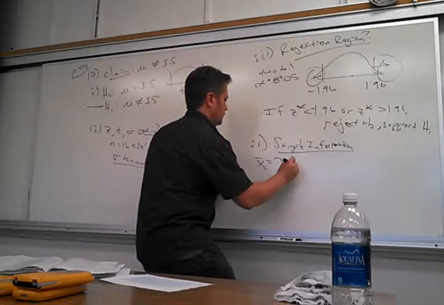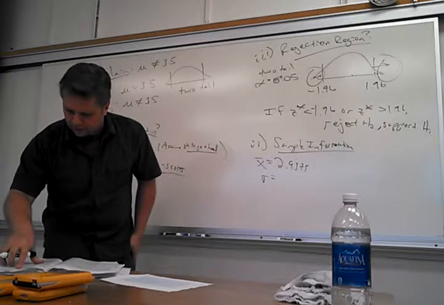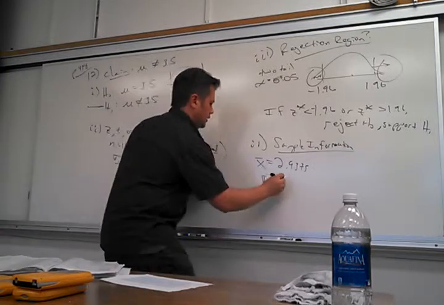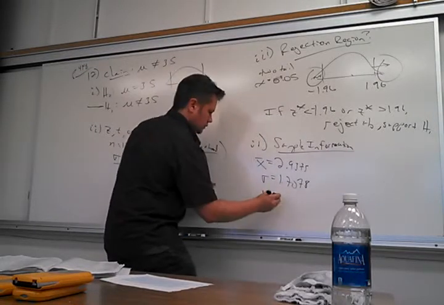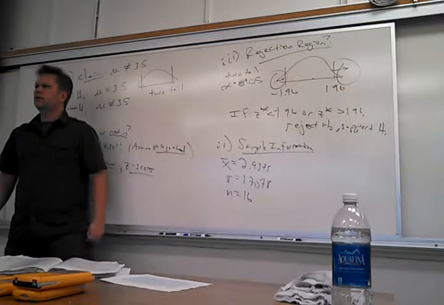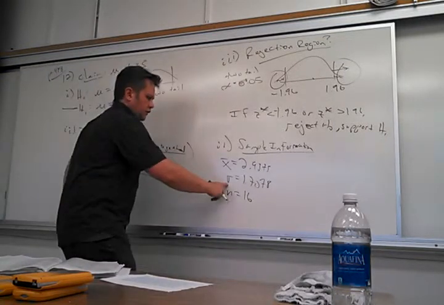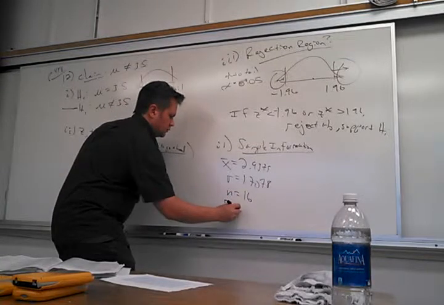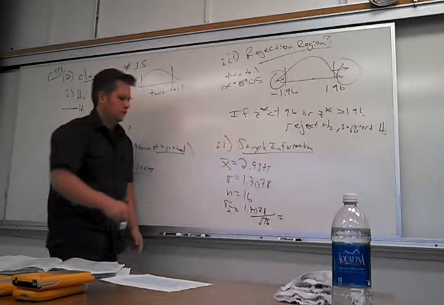2.9375. And what's sigma? We know sigma from the beginning. We know it was 1.7078. N is 16. So what do I have to do before I make a z-score? Change the standard deviation. That's for individuals. Now I need it for groups of 16. So it's the old sigma divided by the square root of 16.